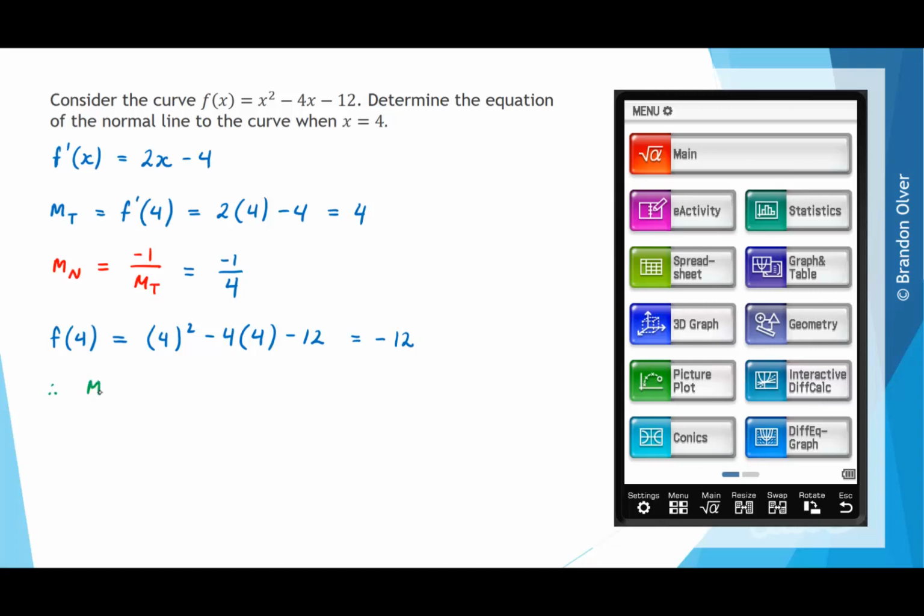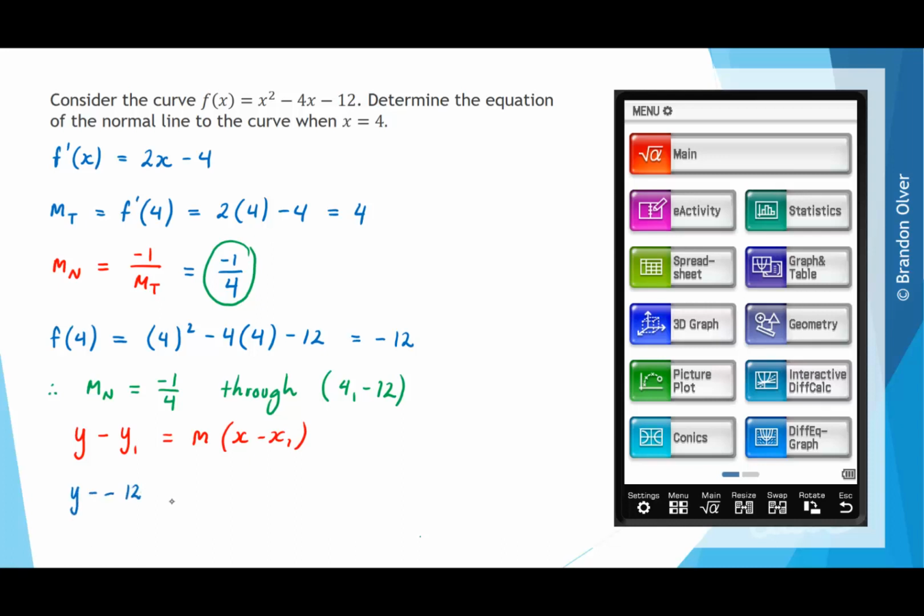Therefore, we know that the gradient of the normal line is equal to -1 divided by 4, and that was back up here. And we also know that it passes through the point (4, -12). So because we have the gradient and a point that a line passes through, we can use the formula y take y1 equals m, the gradient, times x take x1. And now substituting in what we know, it's going to be y subtract -12, because that's the y1 value, is equal to the gradient, which is -1 divided by 4, times x subtract x1, which is positive 4.